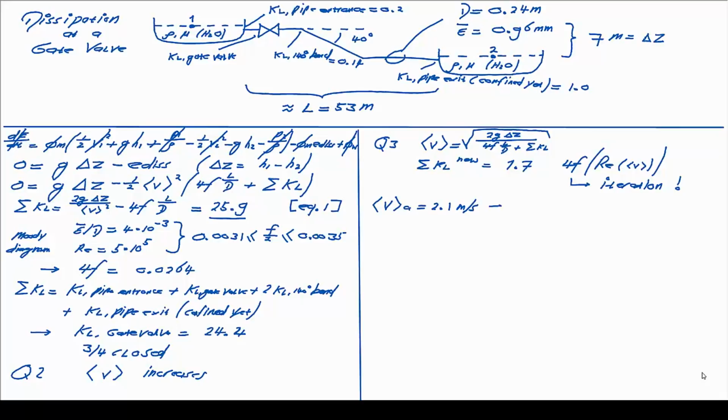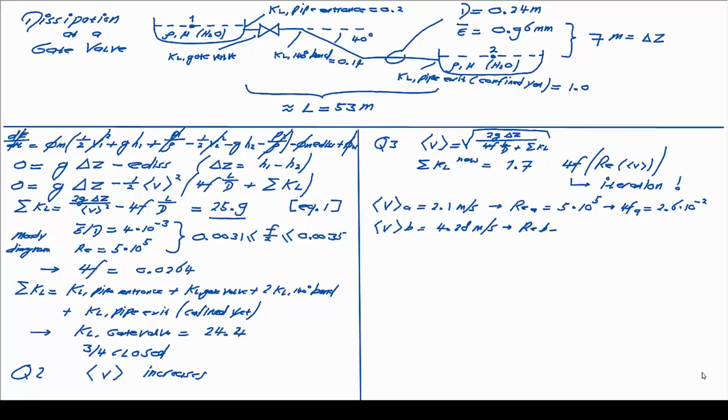With this, we can calculate the Reynolds number to be 5 times 10 to the power 5. And with this, we can get a value for f divided by 2, or for 4F, using the Moody diagram. 4F is 2.6 times 10 to the power minus 2. Putting this into the expression for the average velocity, we get a new average velocity. Average V B is 4.28 meters per second.